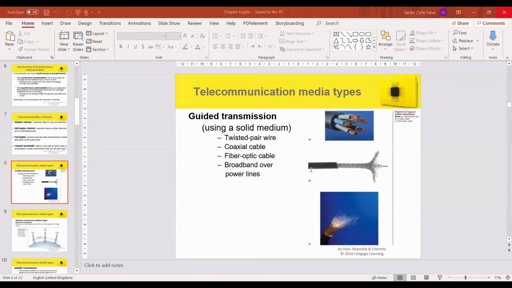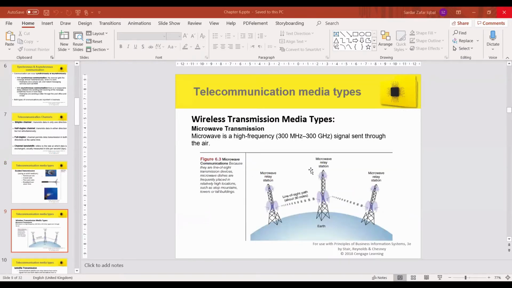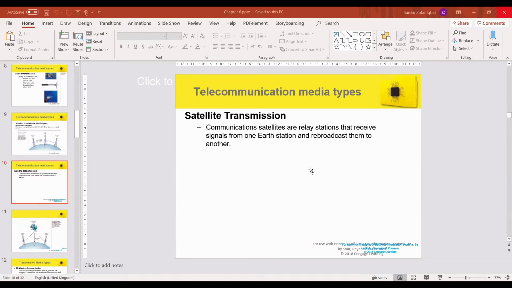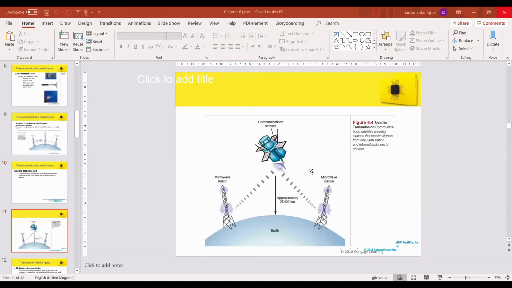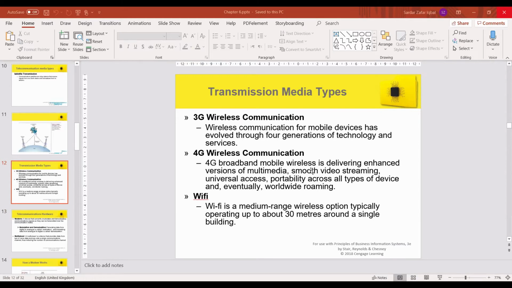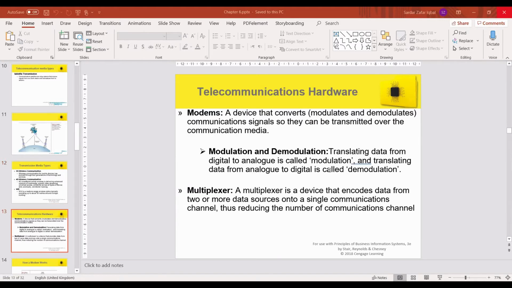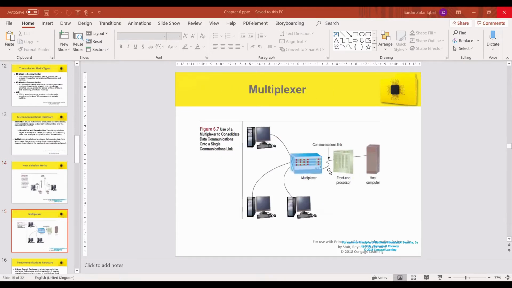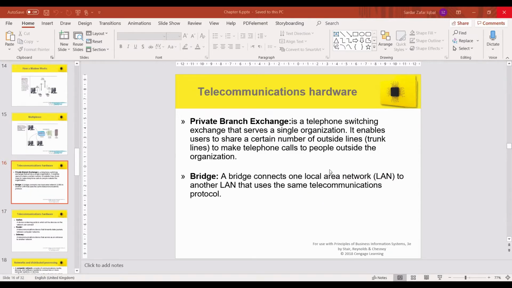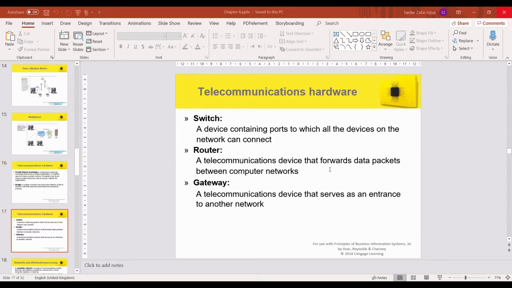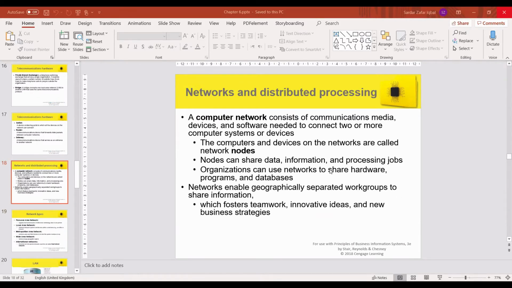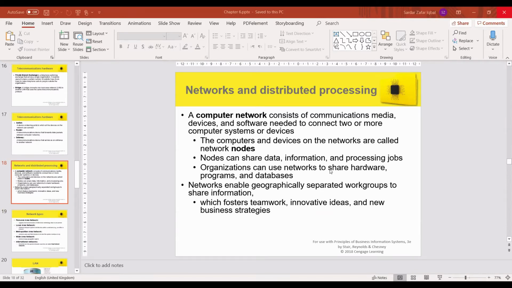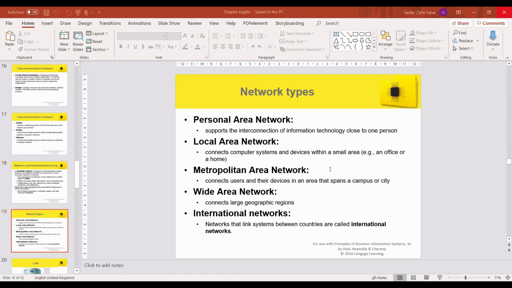We discussed the guided transmission, wireless transmission media types, satellite transmission. Then different media types, we discussed the different wireless communication, modem, modulation, demodulation, multiplexer, how it works, private branch exchange, bridge, switch, router, gateway, computer network, and different types of network.